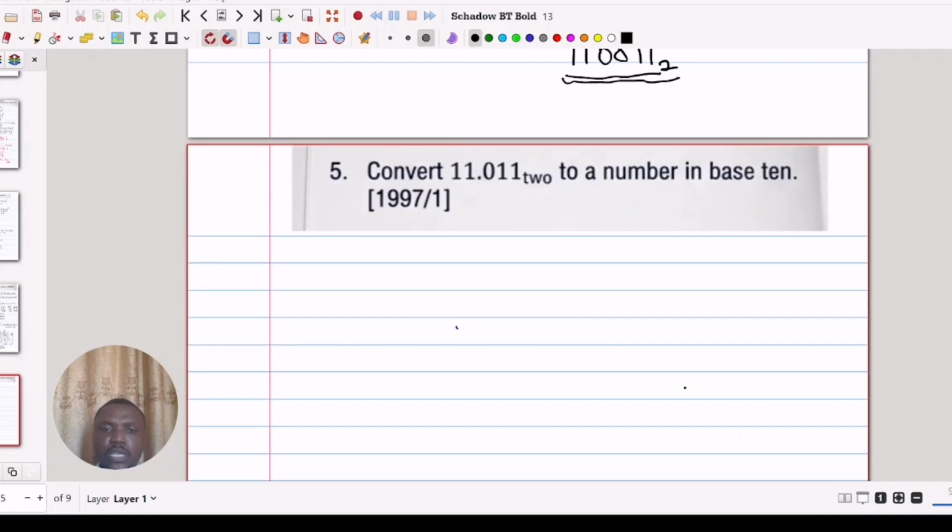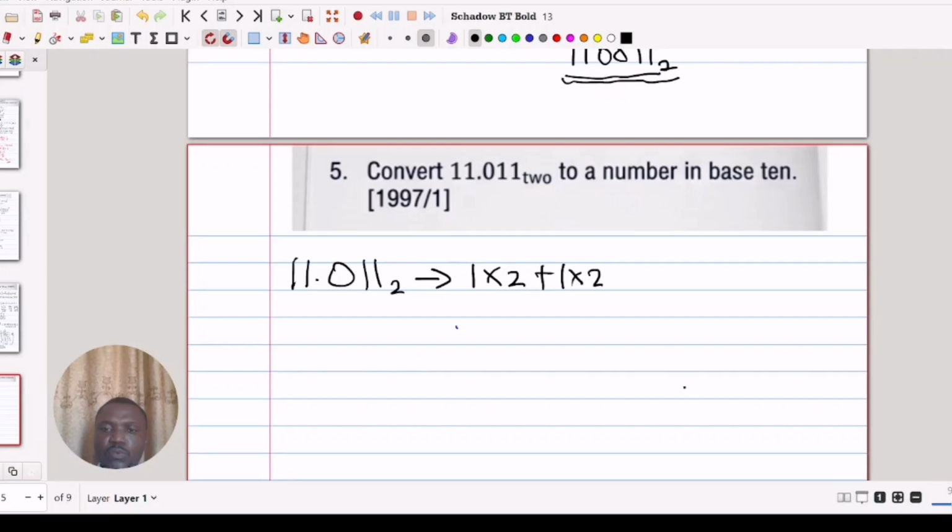So what happens is that you have 11.011 base 2. All I'm going to do is multiply each of the figures with base 2. So we have 1 times 2 plus 1 times 2. Put your point, then you can write 0 times 2 plus 1 times 2 plus 1 times 2. So what's the next thing?